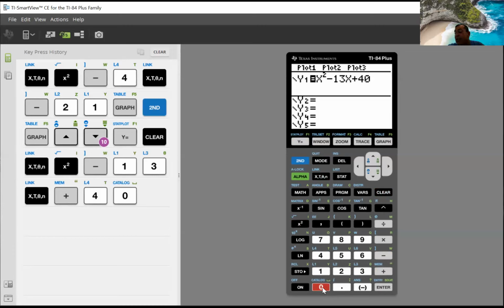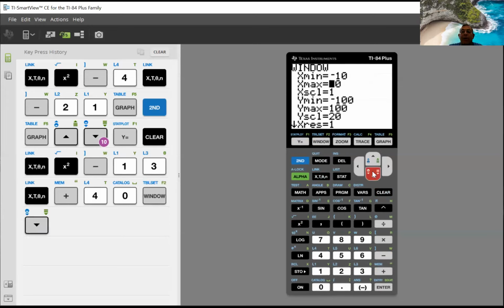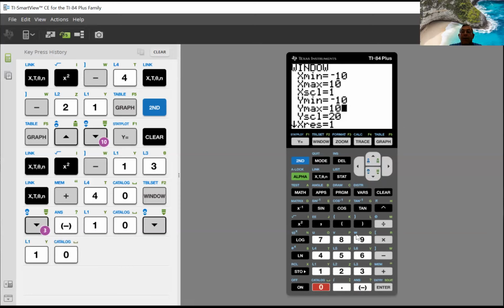Now remember, since this is greater than 0, 0 is the x-axis. So watch what part of this graph is going to be above the x-axis. Now let me make sure I put them hundreds back to 10, okay? I'm going to go negative 10 here, back to positive 10 for my max, and change that scale back down to a 1. All righty, so my window's back. Now I'm going to hit graph.